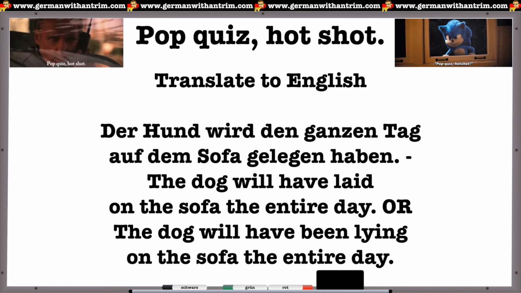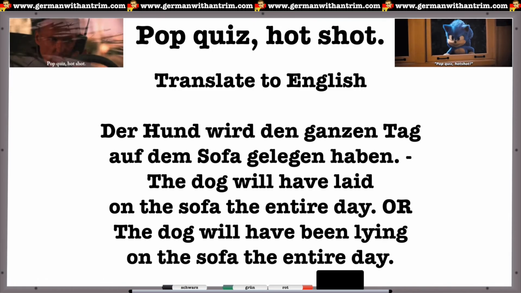Again, we have two options. The dog will have laid on the sofa the entire day. Or, the dog will have been lying on the sofa the entire day. Der Hund wird den ganzen Tag auf dem Sofa gelegen haben.